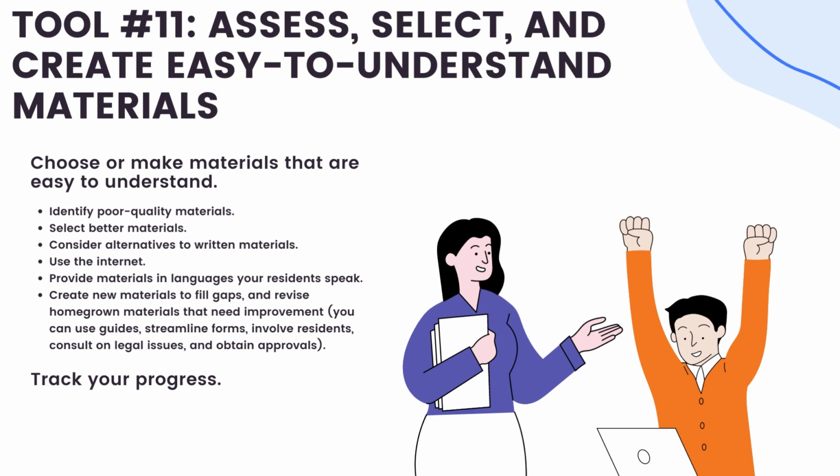Identify poor quality materials. Identify materials that performed poorly on your assessment. Working with your health literacy team, consider whether these materials can be modified or whether they will need to be replaced. Select better materials. When you identify deficient materials that cannot be revised, search for new ones. Consider alternatives to written materials.